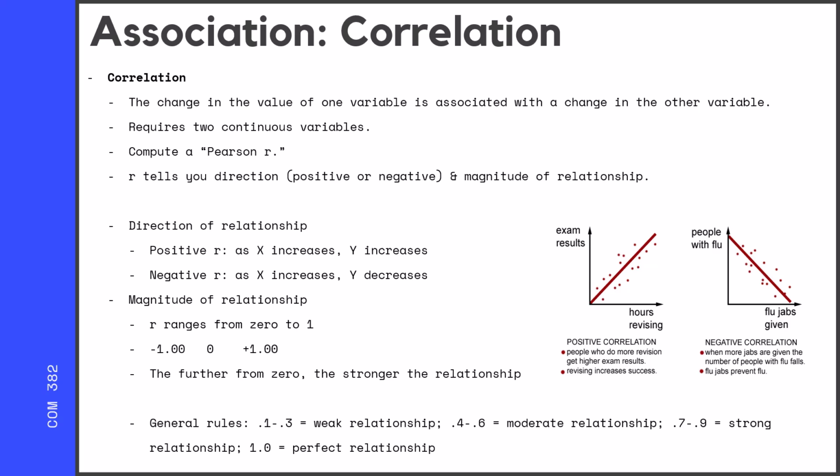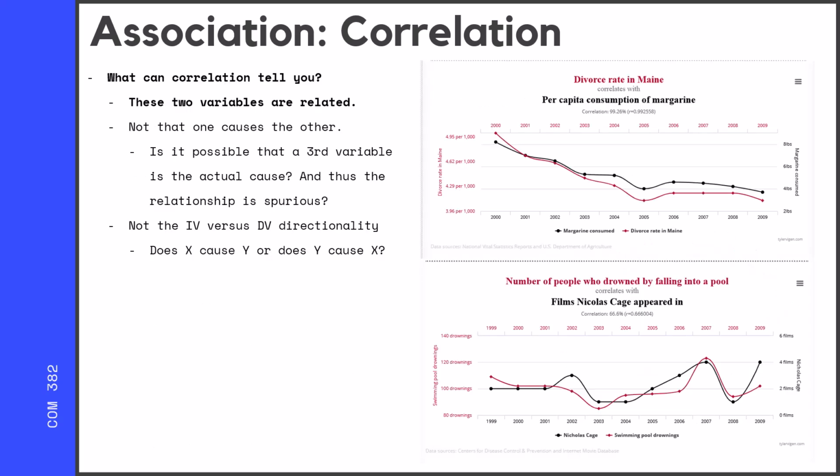So let's look at an example of correlation. This is from this website. It's kind of a joke about things that are correlated. It's really important to know that correlation can tell you that these two variables are related, but correlation does not tell you that one causes the other. You don't know. Is it possible that a third variable is the actual cause? The relationship is spurious. It also doesn't tell you the independent variable versus the dependent variable directionality. In general, we know that independent variables should come first in time before dependent variables, but sometimes in life, things happen at the same time.